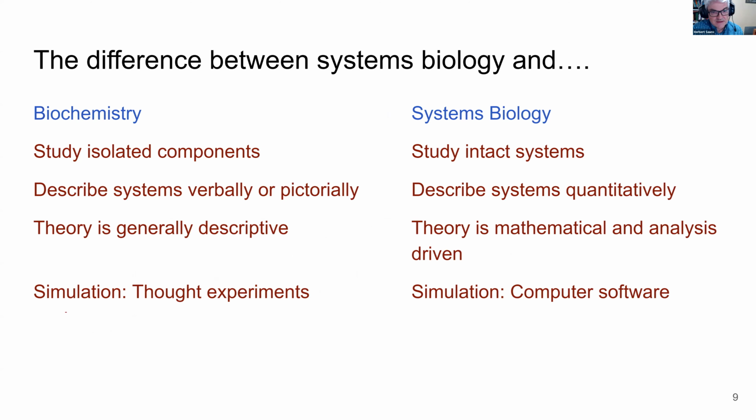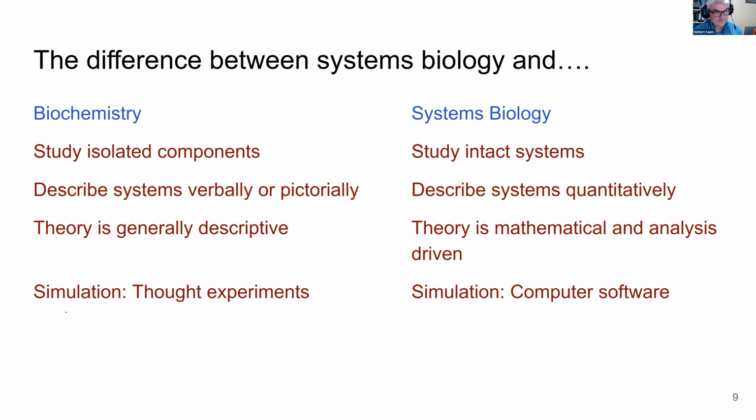So you may be thinking, isn't this just like biochemistry? Not really, not as far as I can remember. I did a degree in biochemistry, and it wasn't quite like systems biology. Biochemistry focused on the isolated parts. Now they did describe systems, but it was often verbally or as pictures. If you look even today at any biochemistry, molecular biology textbook, it's stuffed full of pictures. We love pictures. That's how I was taught biochemistry.